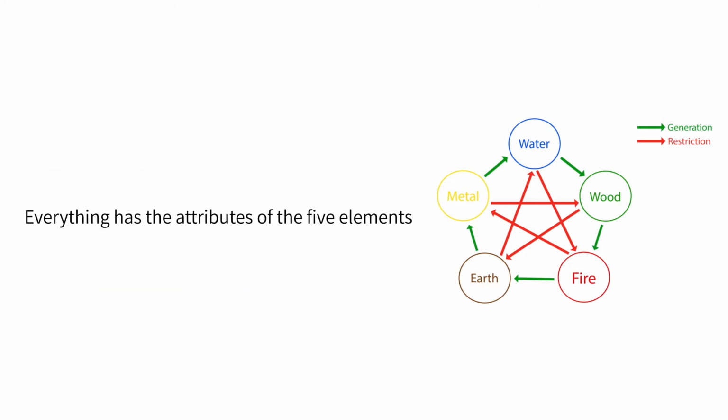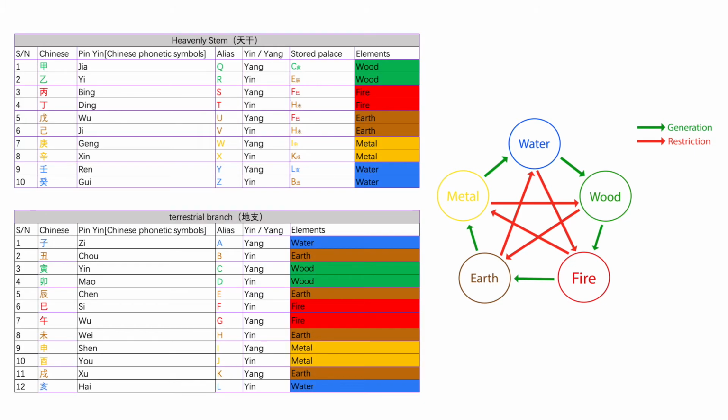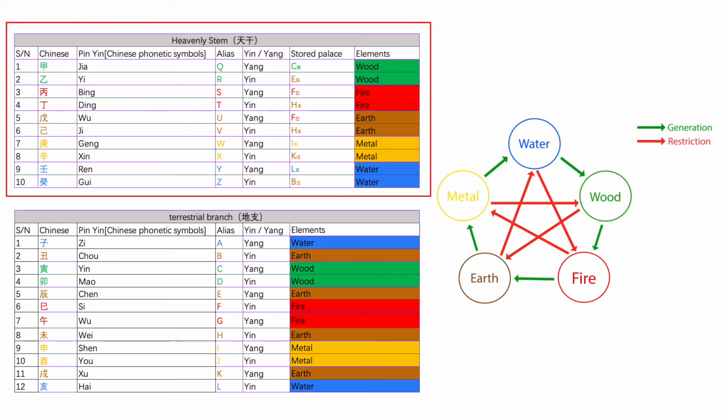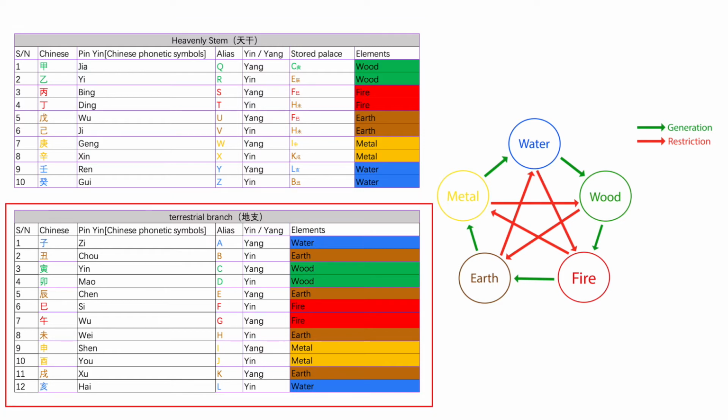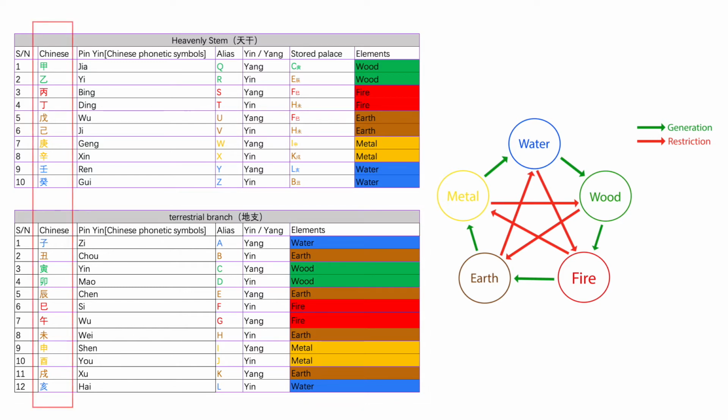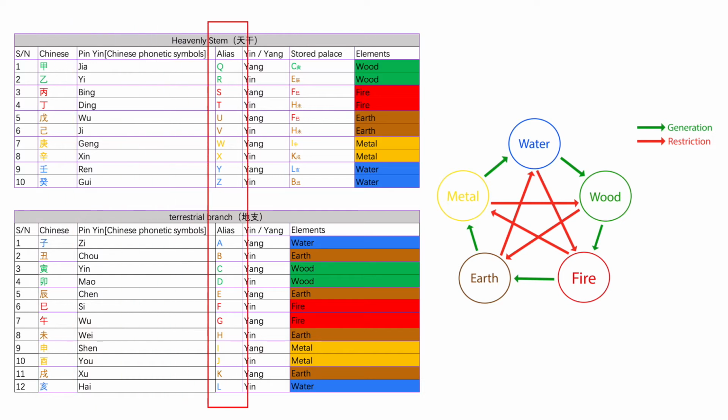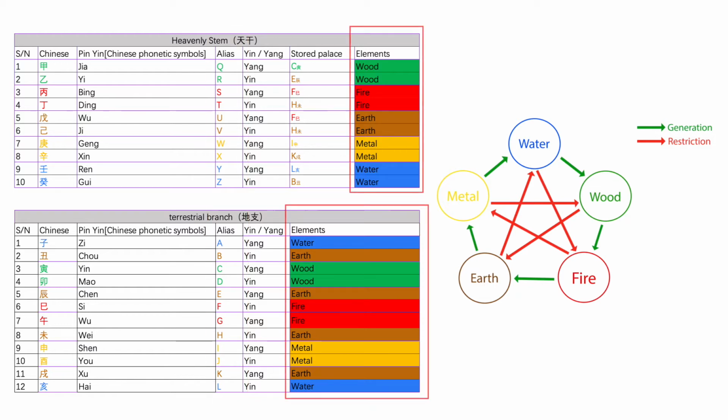Everything has the attributes of the 5 elements, so the heavenly stems and the terrestrial branches are no exception. This table records the 5 elements attributes of each heavenly stem, and this table records the 5 elements attributes of each terrestrial branch. This column is their Chinese name. This column is what English letter I specify to represent them, and this column is their 5 elements attributes. To facilitate your viewing, I have given different colors to the symbols with different attributes of the 5 elements.